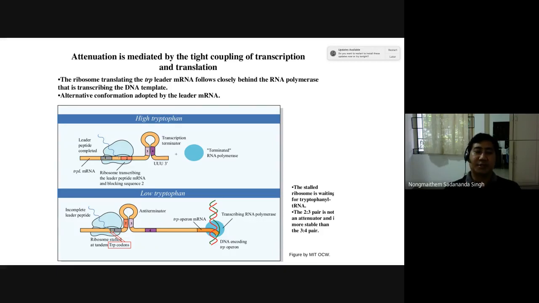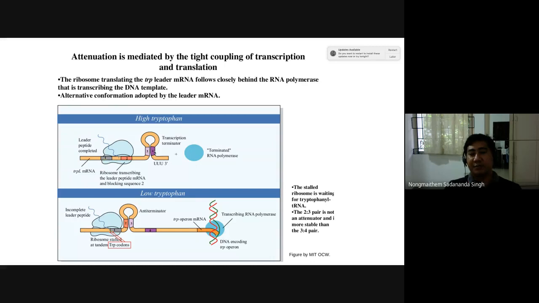So in a high tryptophan condition, the fast rate of translation doesn't allow the base pairing between sequences 2 and 3 to form a secondary structure, the stem loop structure.